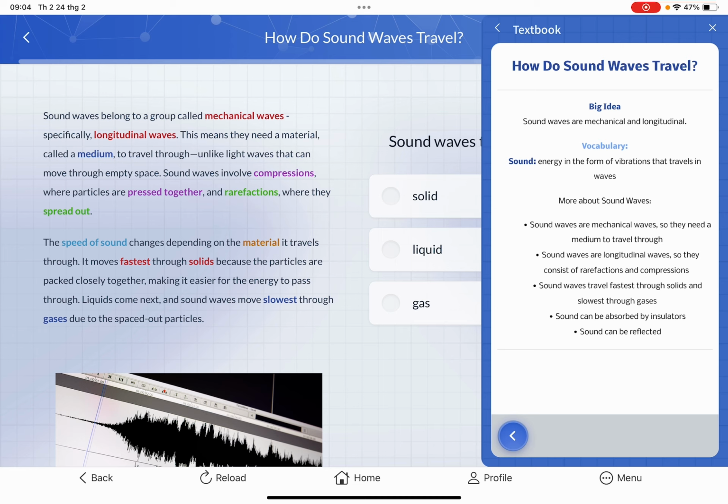Now, the speed of sound changes depending on the material it travels through. It moves fastest through a solid because the particles are packed more closely together.